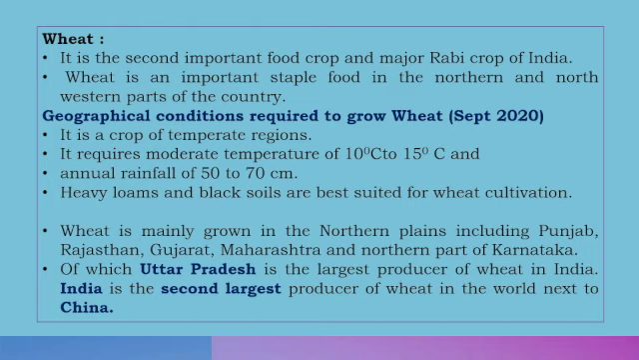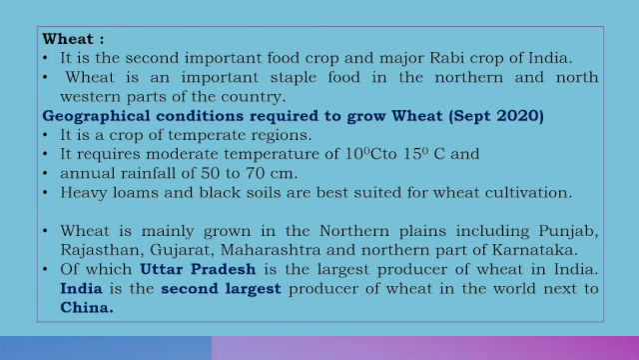Geographical conditions required to grow wheat. Students, make a note of it. This is a very important question which has already appeared in the September 2020 public examination. What are the geographical conditions needed to grow wheat? Wheat is a crop grown in temperate regions. Wheat requires a moderate temperature of 10 degrees to 15 degrees Celsius. It requires an annual rainfall of 50 to 70 centimeters. Heavy loams and black soil are best suited for wheat cultivation. So these are the geographical conditions required to grow wheat.